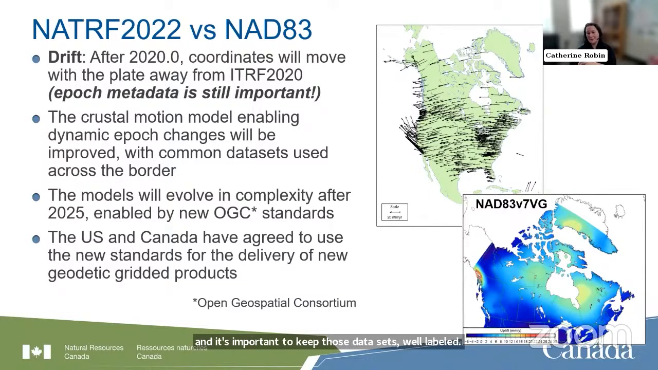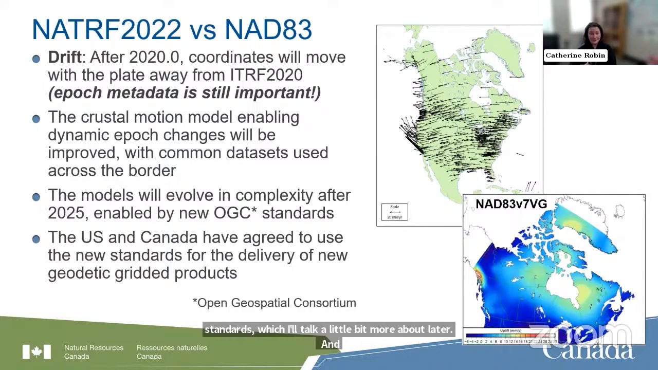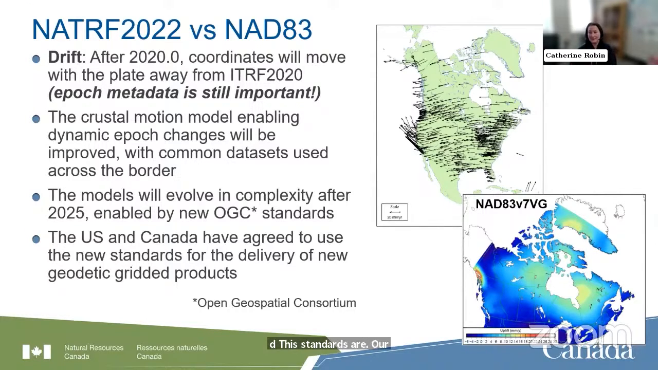As I mentioned before, we're going to have an improved version of the model that will map the dynamic portion of the reference frame. The models themselves will evolve in complexity after 2025, enabled by some new international standards, which I'll talk a little bit more about later. These standards are being developed by an international group, but Canada and the US have agreed to adopt them. So all the new products we have, including things like this crustal velocity model, are going to be released in these new standards.